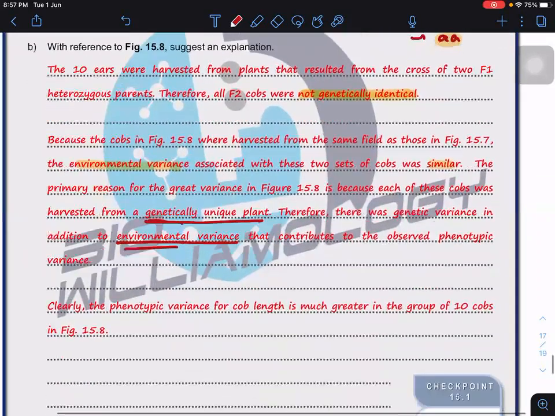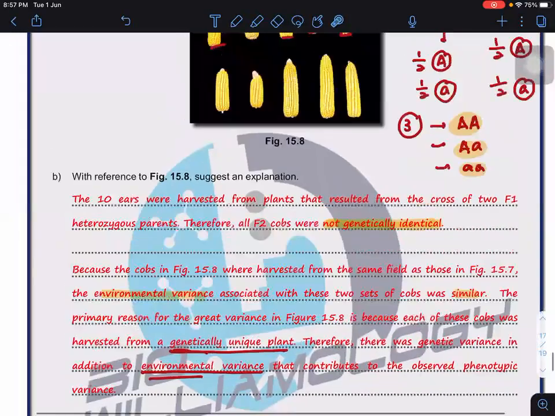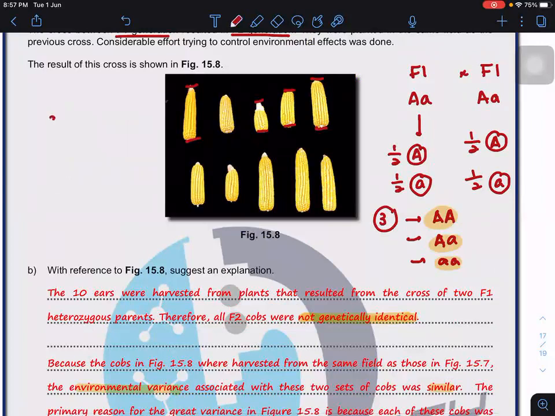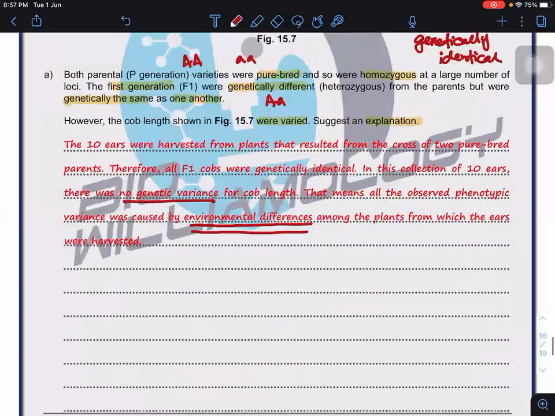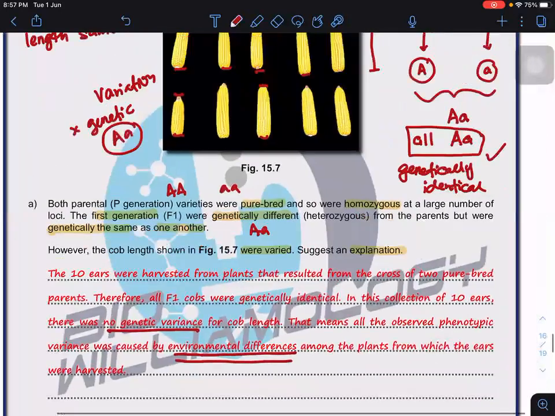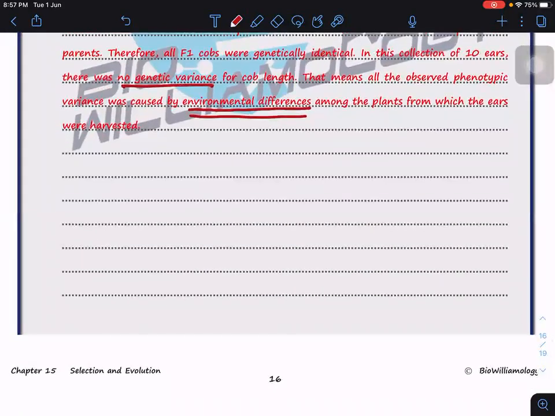Okay, so in this case, you can see that it is very clear. You know that the phenotypic variance for the ear length is much greater in the group of 10 ears shown in figure 15.8, because here we have two effects. What effects? Genetic plus environment. The first one was only environment. Okay, so with this, we have gone through both genetic variation and also environmental variation. What are the differences, and also what are the effects?